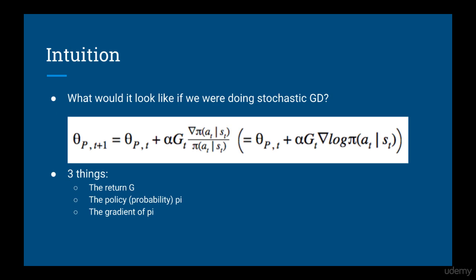To gain better intuition about the gradient ascent update rule, it helps to look at what it would look like if we were to do stochastic gradient descent, or in other words, the update for just one return, one state, and one action. So there are 3 terms here that affect the new value of theta: the return, the gradient of pi, and pi itself. Remember that pi is the probability of choosing an action A given state S using the current policy.